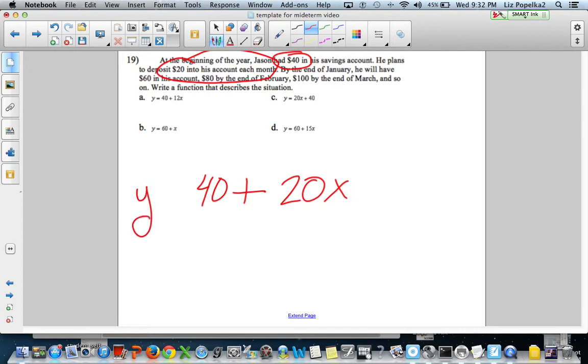So y, the amount he has in his account, is equal to the total amount of money in his account, which is the $40 he started with plus $20 times every month that he adds that $20. So therefore, the answer would have to be C. This one says that he's going to put $12 in per month, so that's not right, even though he started out with 40. This one says he starts off with 60, which isn't right. And this one says he starts off with 60. So that can't be right either. So it's got to be C.